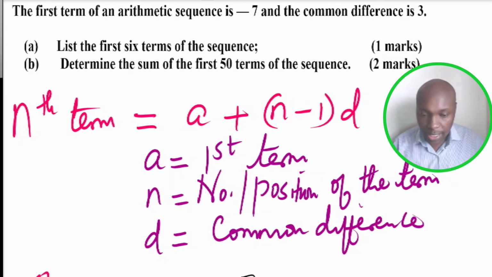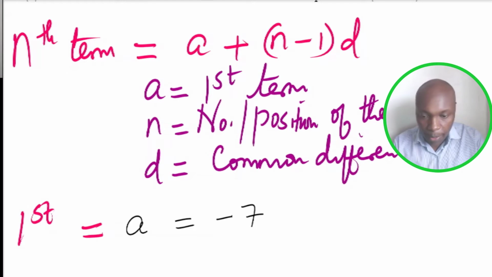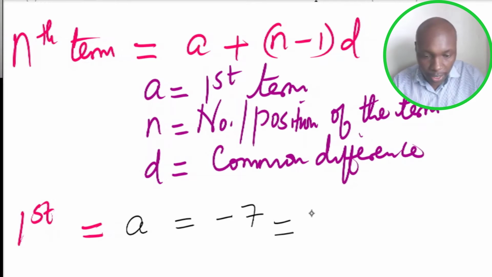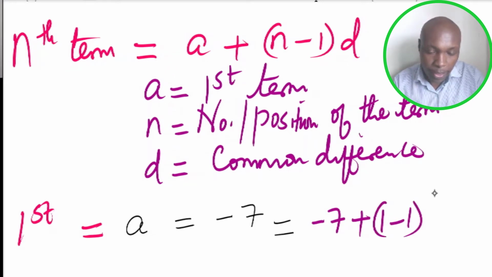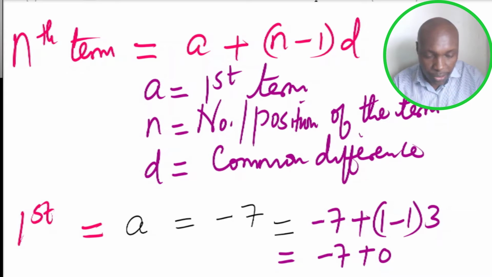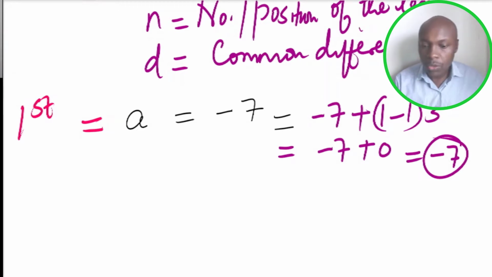If we are writing the first term, like in this case, how have we obtained -7? This is how we use the formula. So a is -7, then plus n minus 1, because it is the first term, the position of that term is 1, so n is equal to 1, so 1 subtract 1, then multiply by the common difference, which is 3. Now you notice this will give -7 plus 0. This 0 times 3 is 0, and that is how we have arrived at -7. So we just need to substitute.